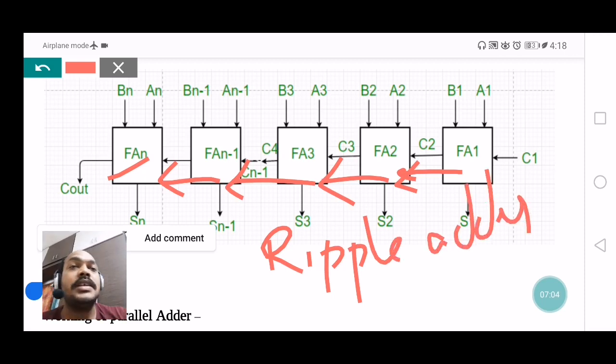Okay students, this is the working principle of the 4-bit parallel adder. And why is the parallel adder named a ripple adder? The reason is that the carry is propagated from one adder to another adder. That's why it is called a 4-bit ripple adder. Here the number of bits is 4. If the number of bits is n, then the circuit is called an n-bit ripple adder.